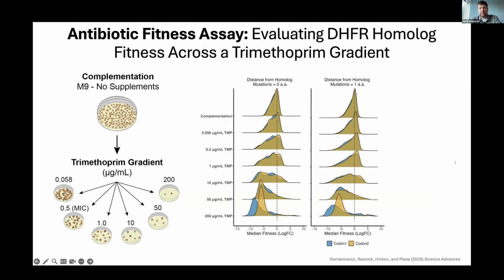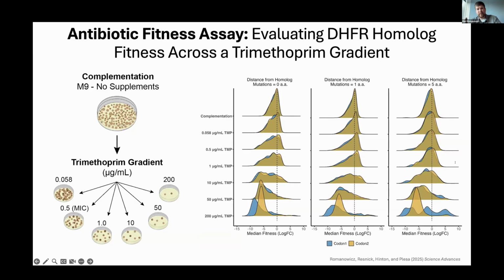The first graph here showed just the design variants with 0 amino acid mutations. And now I'm showing with one amino acid mutation how fitness is starting to change. And then we can go out to 5 amino acid mutations. And you can start to see, especially at the highest end of the trimethoprim gradient, that you're starting to get very codon-specific responses with these different mutations, where you have a lot longer tail of resistant variants, especially in codon version 1.